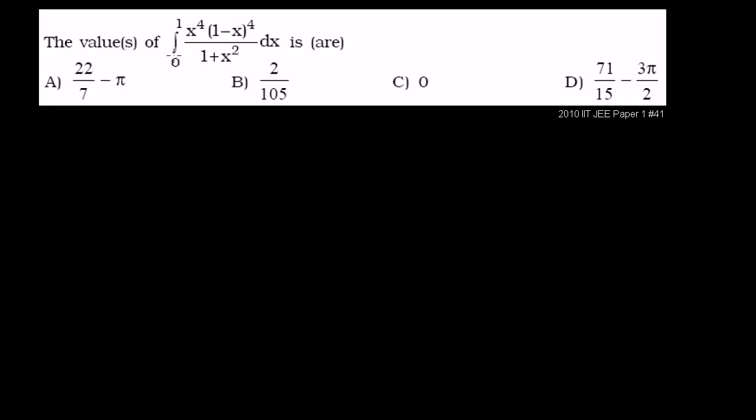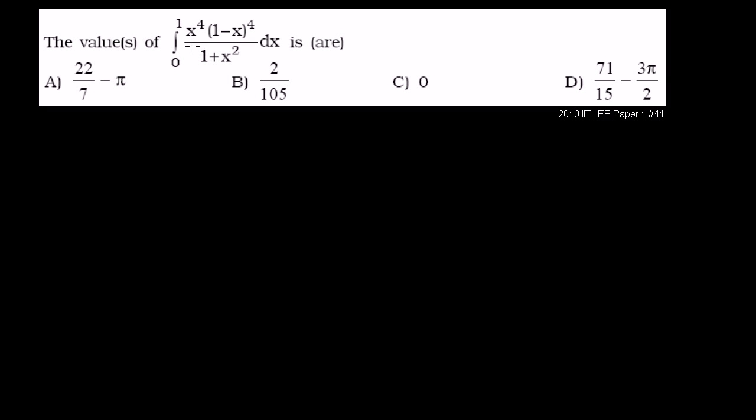The value(s) of the definite integral from 0 to 1 of x to the fourth times (1 minus x) to the fourth, all of that over 1 plus x squared dx, is or are. And they say "are" because more than one of these might be the correct answer. This is one of those multiple correct answer problems.